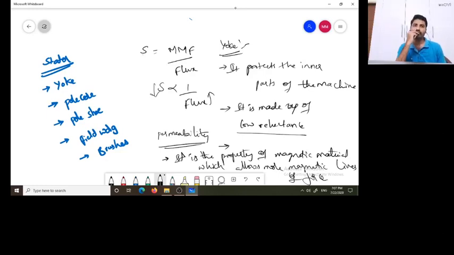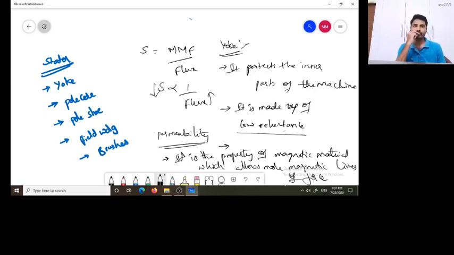If the reluctance is low, flux will be more. Flux is nothing but magnetic lines of force, so the permeability is high. Whenever the reluctance is low, the permeability is high. These materials are low reluctance materials. An example of a high permeability material is silicon, so the yoke is made up of silicon material here.